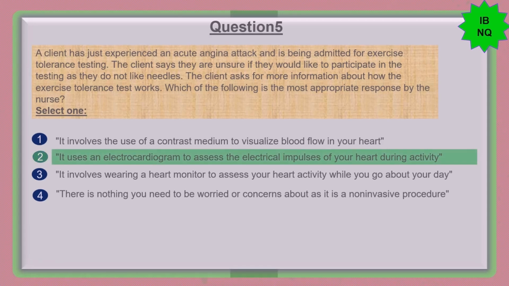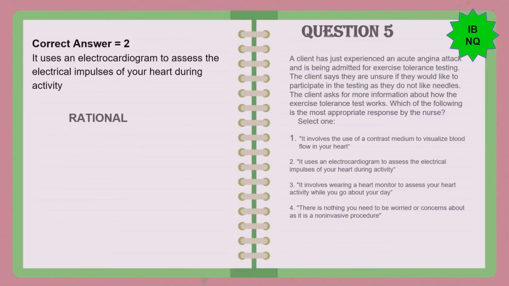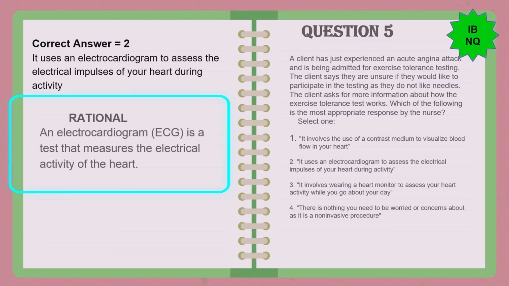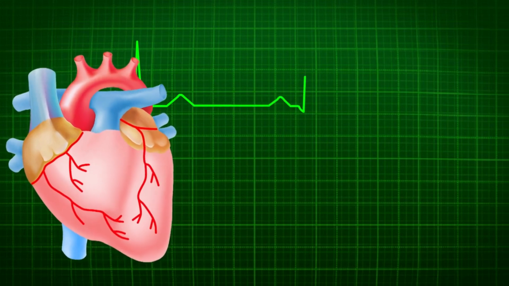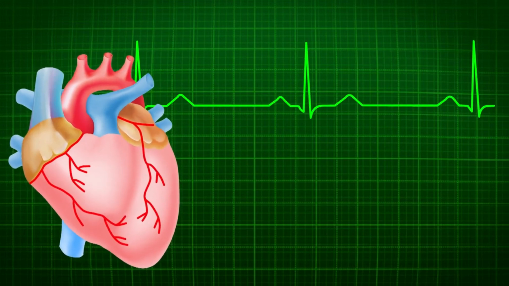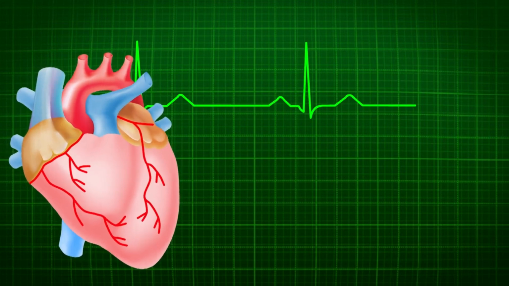Correct answer is 2. It uses an electrocardiogram to assess the electrical impulses of your heart during activity. An electrocardiogram (ECG) is a test that measures the electrical activity of the heart during some form of activity, such as on a treadmill. This response is most appropriate as it provides a direct explanation to the client about how the exercise stress test works.